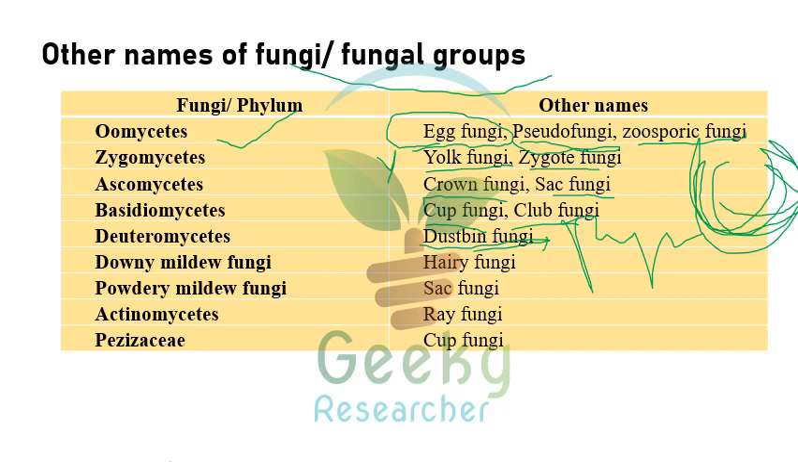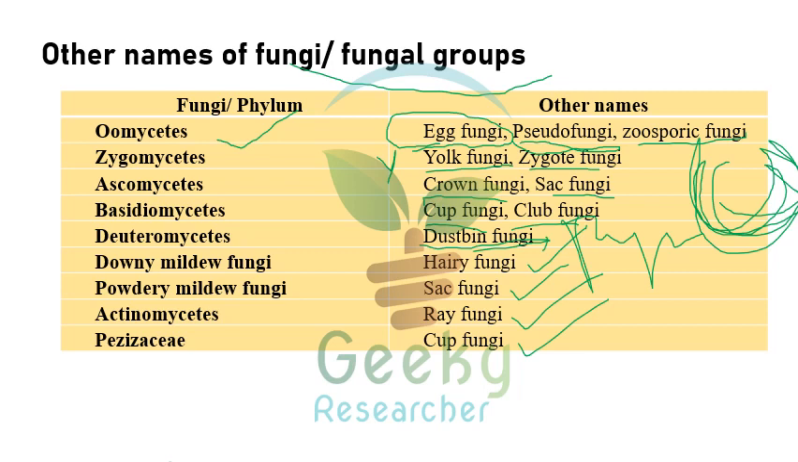So the next one is the downy mildew fungi. Downy mildew fungi is called hairy fungi, whereas powdery mildew fungi is called sac fungi. Actinomycetes is called ray fungi. Pezizales is called cup fungi because the Pezizales group will produce a cup-like structure. That's why it's called cup fungi.